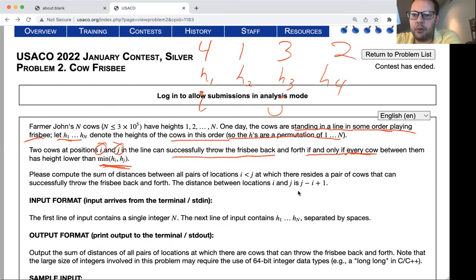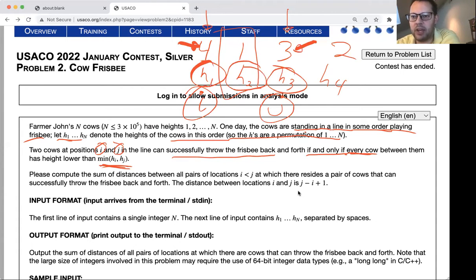If, for example, I is here and J is here, these two cows can throw the Frisbee back and forth if and only if every single cow in between them is shorter than the shortest of the two. Between 4 and 3, the shortest one is 3, so as long as every cow between them is shorter than height 3, they can throw a Frisbee. In this case, the H1 cow and the H3 cow, with heights 4 and 3, are able to throw the Frisbee because the cow at H2 has a height of 1, which is shorter than both of them.